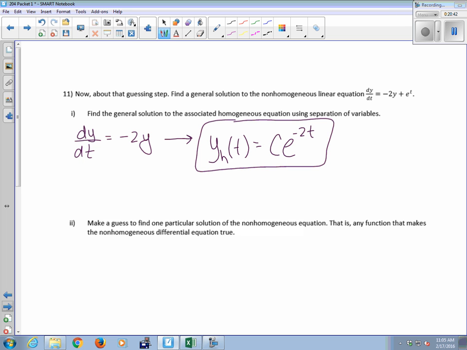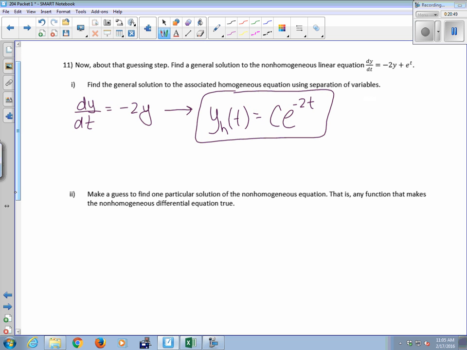Step 2 is the guessing step. This is the step I want to focus on here. Typically, it makes it a little easier to guess if you put all of your y terms on one side. So if I rewrite my differential equation, dy/dt plus 2y equals e to the t. And then you can think through what kind of function could do this. What kind of function could you add its derivative to 2 times itself and get e to the t?